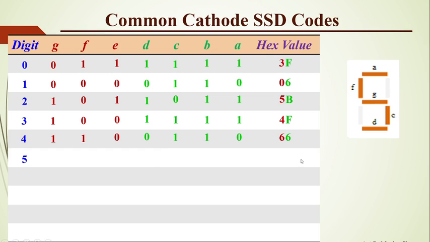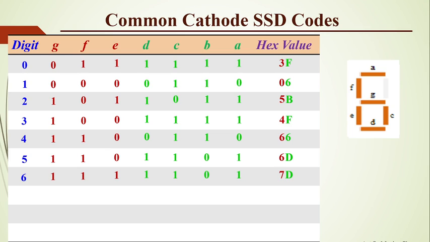For 5, the segments B and E are off and all other segments are glowing. So we get the value 6DH for digit 5. For 6, only the segment B is off and all other segments are on. So we are making the segment B equal to 0 and all other segments equal to 1.